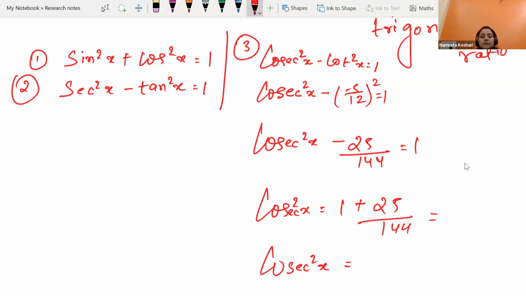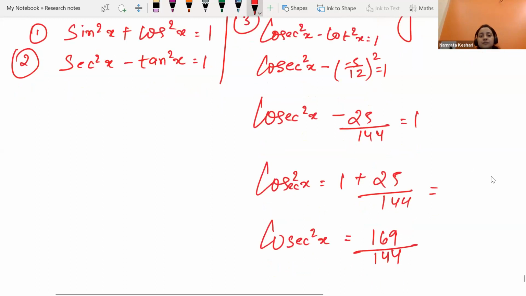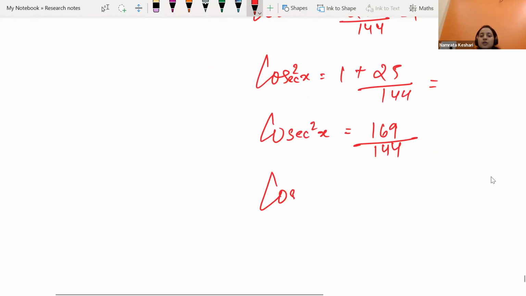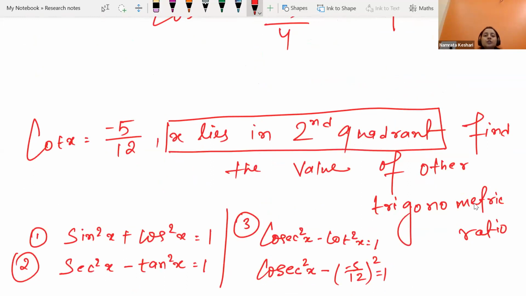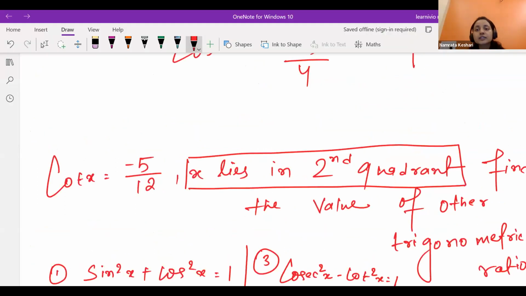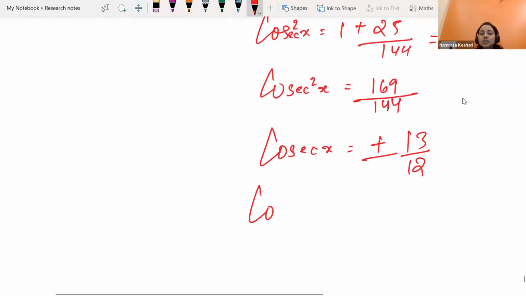Yes. Is it 169 by 144? Is it so? Yes or no? Cosec x, there are two possible answers, plus minus 13 by 12. Are we going to take the positive one or negative one according to x? X lies in the second quadrant. In the second quadrant, cosec is positive or negative? Ali and Alina? Ma'am, positive. Positive. Okay. So we'll be taking cosec x is equal to 13 by 12.